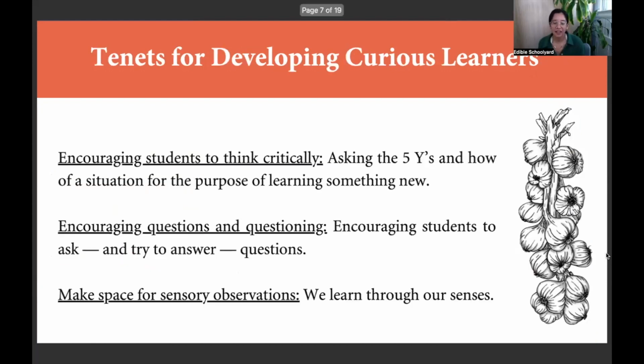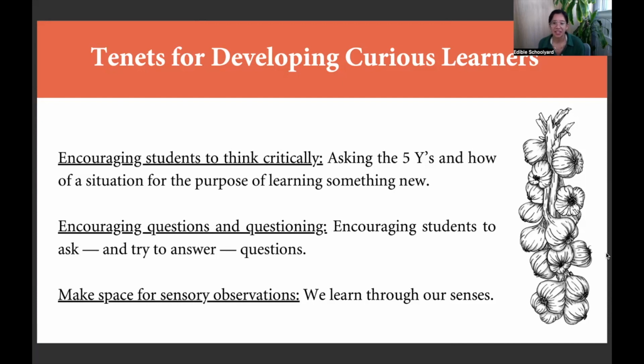Yeah, thank you. As Russell just mentioned, we've been talking about the ways we think about it more generally, and we'd like to summarize our ideas within these three tenets for developing curious learners. The first tenet is focused on encouraging students to think critically. It's about asking the five W's: the hows of a situation, who, what, when, where, why.